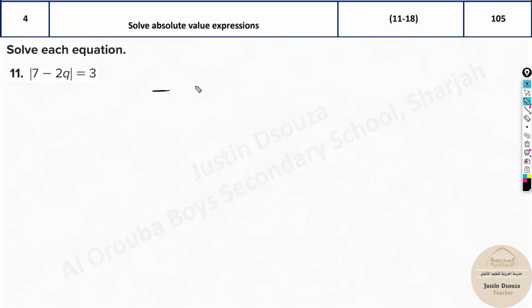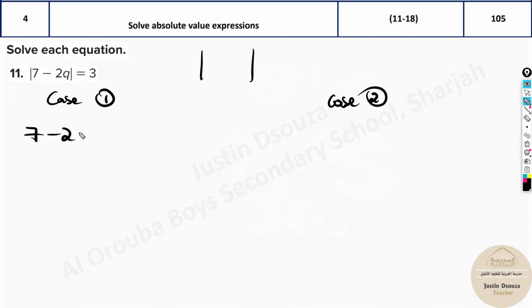Now, instead of writing minus of 7 minus 2q equals 3 and plus or minus, what we do is we just take the minus sign to the other side. It's fine. And we write the two cases. Case 1, case 2. First case, write this without the absolute value. See, there are two lines for the absolute value. Don't write those. Write the equation only. 7 minus 2q equals 3. Case 2, it is 7 minus 2q equals minus 3.